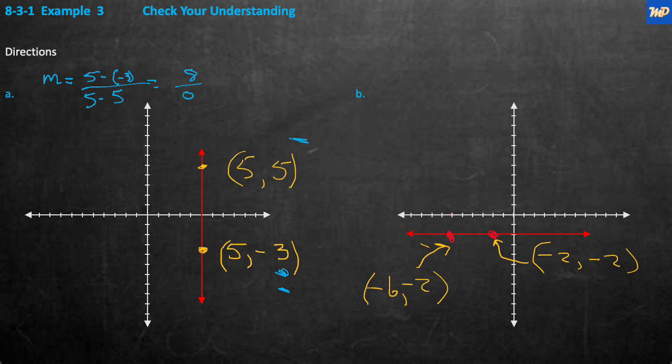This is undefined as before. Remember, the vertical line is undefined. So it works no matter what. Let's do the B. We're going to find out that this is a slope of 0, right?